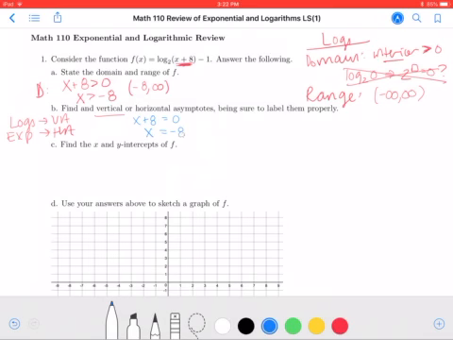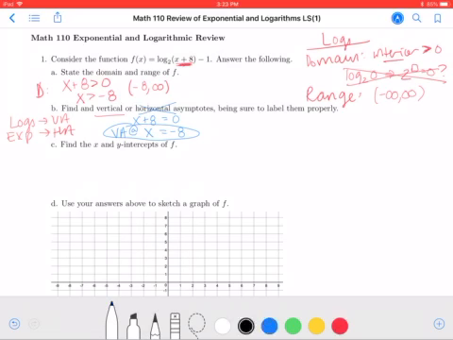For the vertical asymptote, we set that interior equal to 0. And there is my vertical asymptote. No horizontal asymptotes for log functions. All right, next up, moving right along, x and y intercepts.